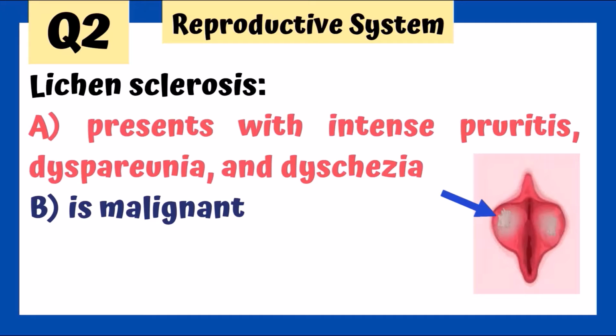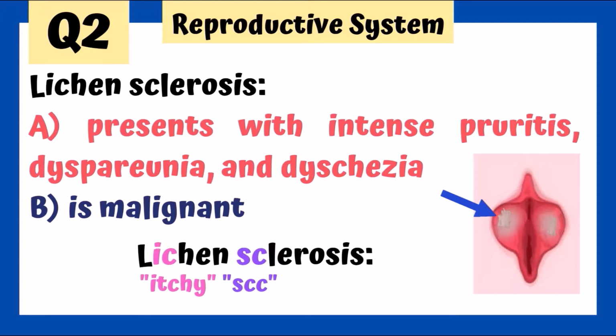Generally, they occur in peri-postmenopausal females. And what's most high yield about it is that it can lead to squamous cell carcinoma. There's an increased risk for squamous cell carcinoma. And I have that little mnemonic here, lichen sclerosus.